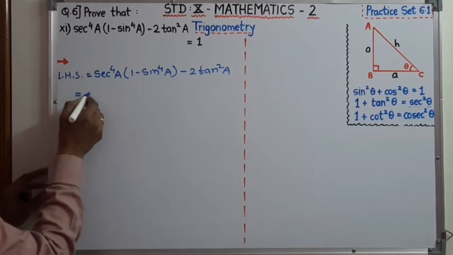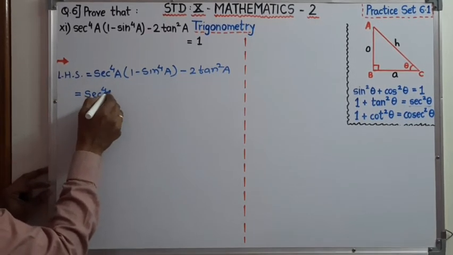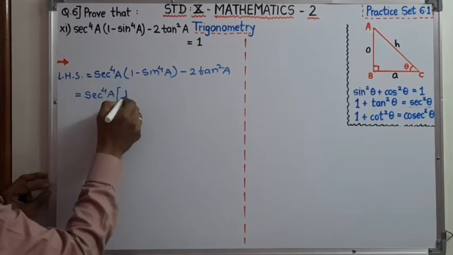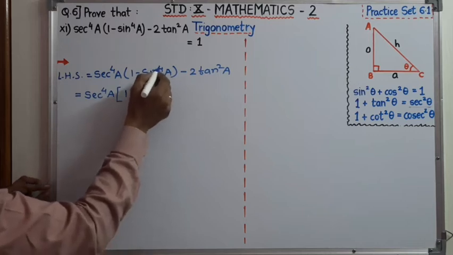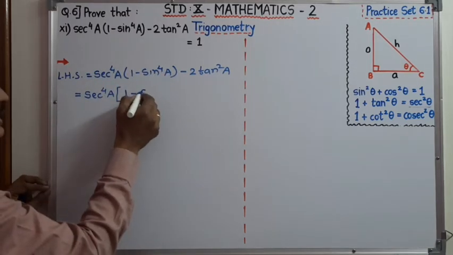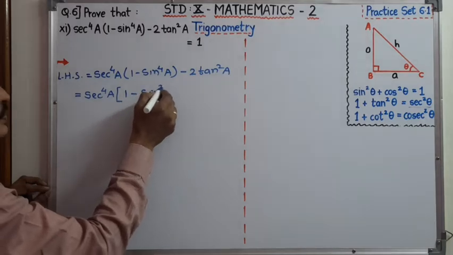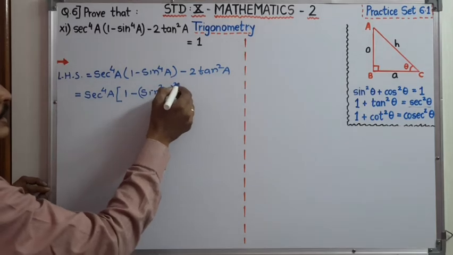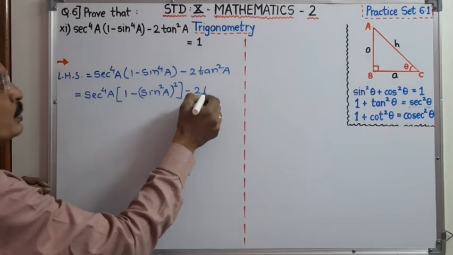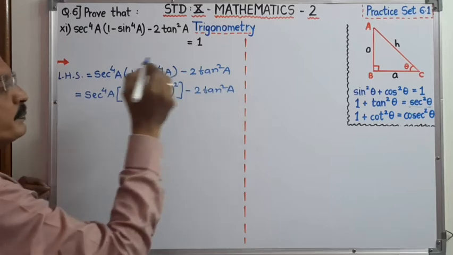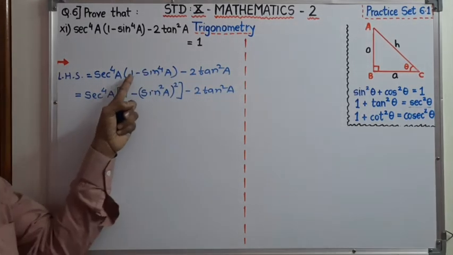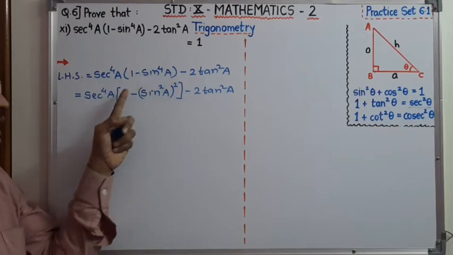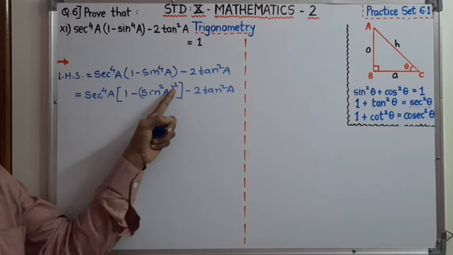Now dear students, see, sec^4 A into 1 minus sin^4 A. We can write it as (sin^2 A) raised to 2, minus 2 tan^2 A. Got it? Dear students, we simplify this: 1 upon cos^4 A. We write here (1 − sin^2 A) whole square.